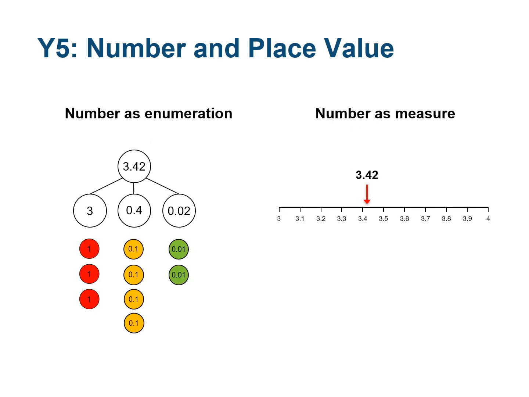So pupils will leave Year 5 understanding these two different models of decimal numbers: number as enumeration, which is the cardinality of a number, and number as measure, which is its place in the linear number system.